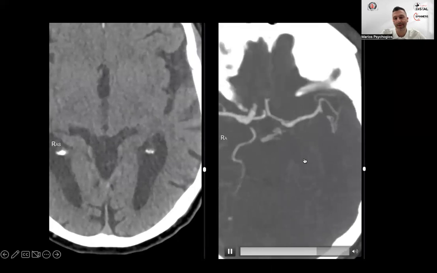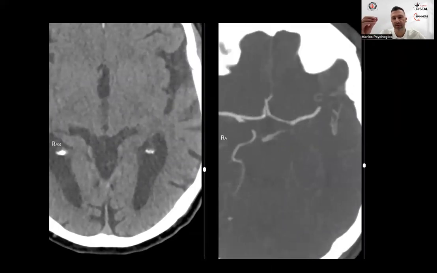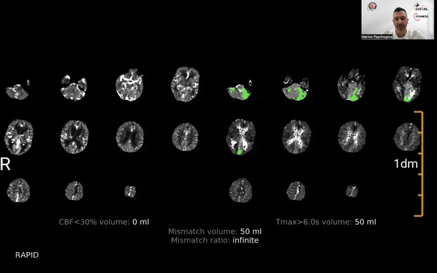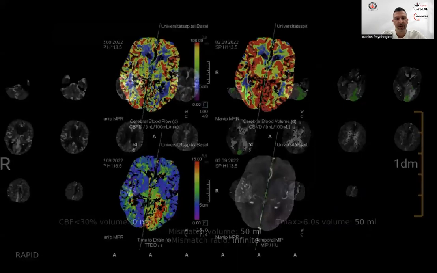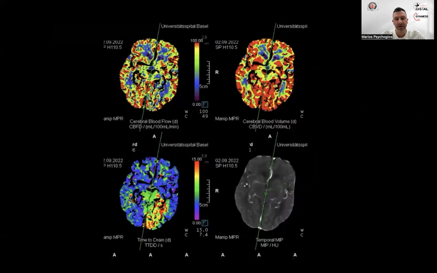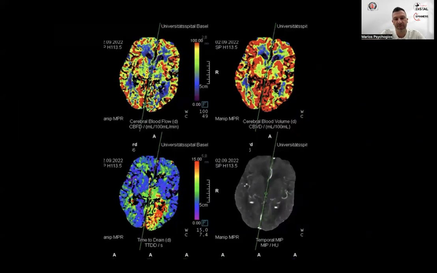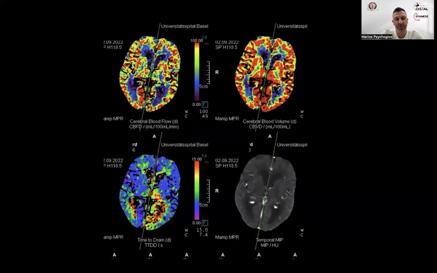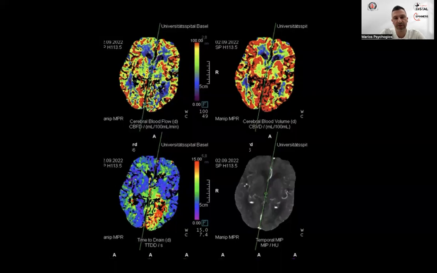And the form of this occlusion is also interesting because it's kind of this tapered sign, right? Which is associated with ICAD, so intracranial atherosclerotic disease. So again, you can have your CTA here. You can see there is a mismatch on the left side, and on the left PCA. If you check the singular maps, you can also see that there is a lot of area that's affected from this occlusion on the left thalamus and also on the left PCA territory.